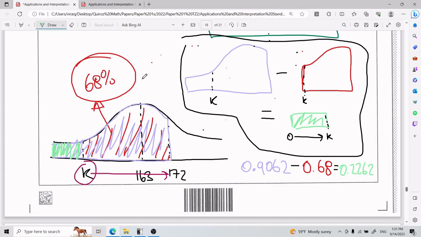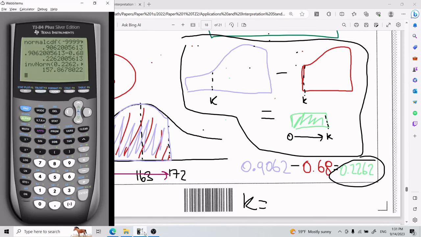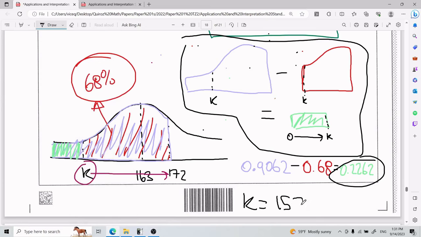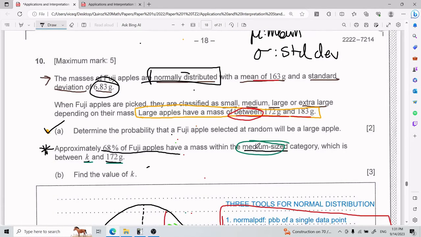See? And so my k value, by plugging this into inverse normal, is going to give me a k of 157.86. And that, ladies and gentlemen, is how to do number 10.